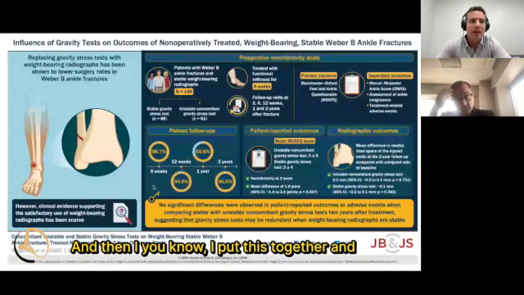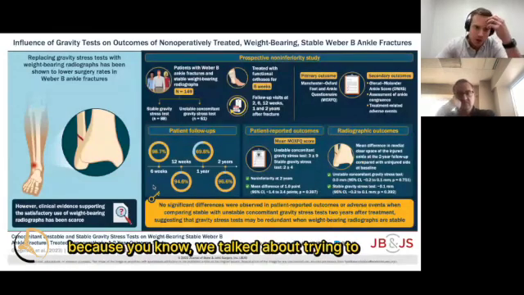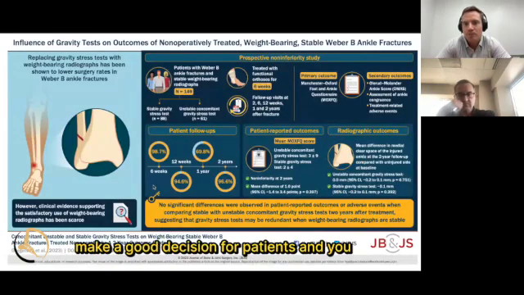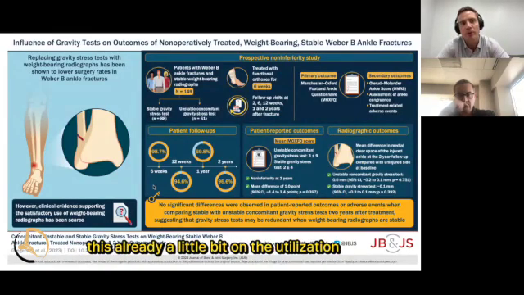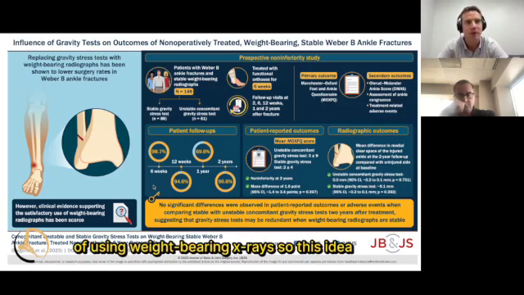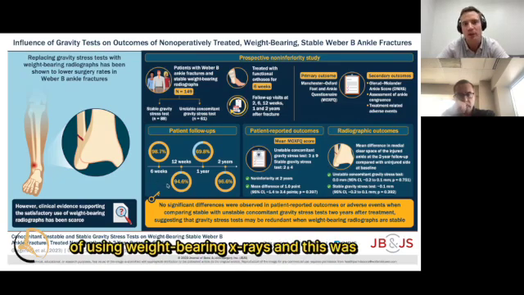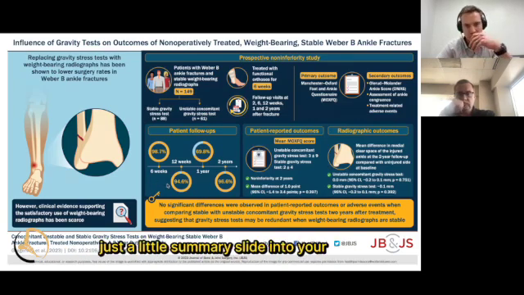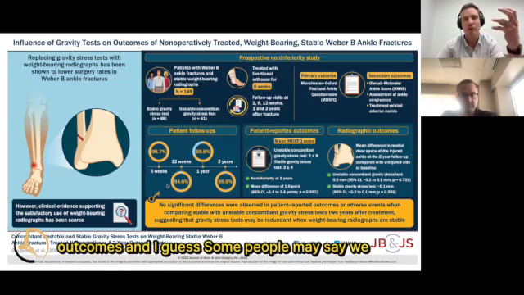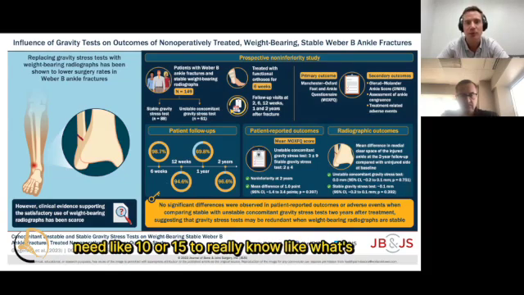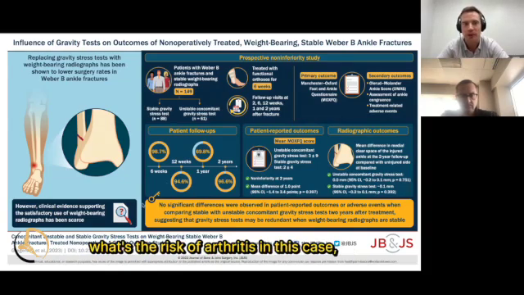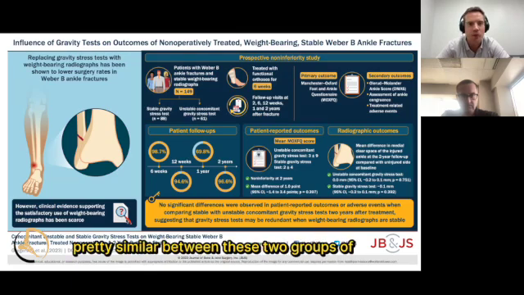And then I put this together because we talk about trying to make a good decision for patients. And what is the influence? You mentioned this already a little bit, on the utilization of using weight-bearing X-rays. So this idea of using weight-bearing X-rays, and this was just a little summary slide. And 2-year outcomes, and I guess some people may say we need like 10 or 15 to really know what's the risk of arthritis in this case. But at least at 2 years, outcomes look pretty similar between these two groups of patients.